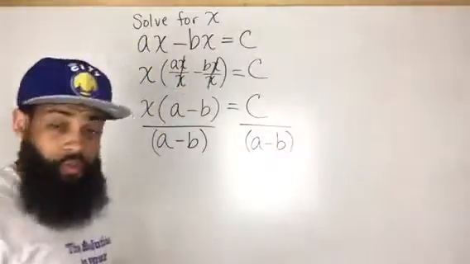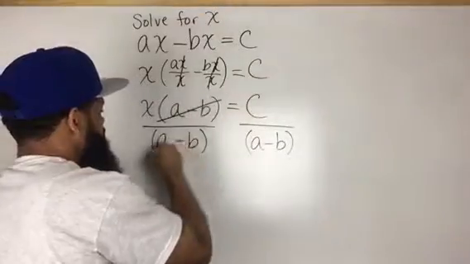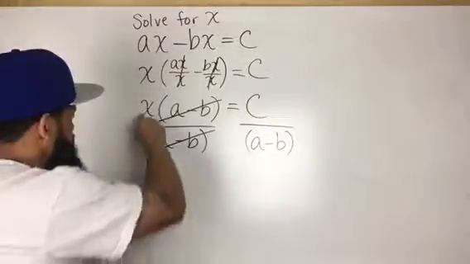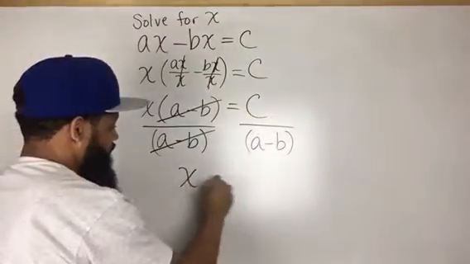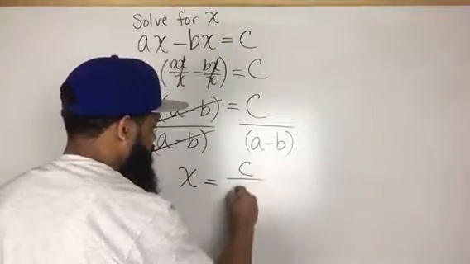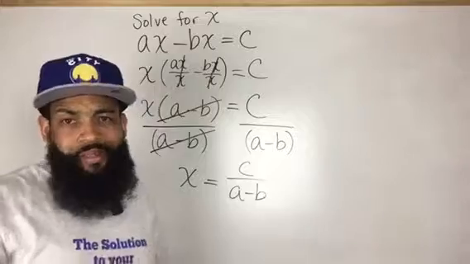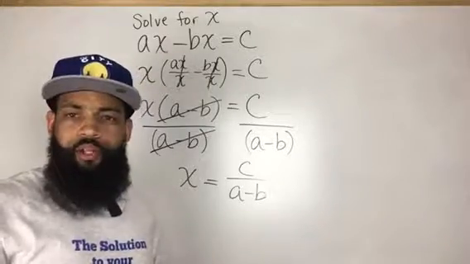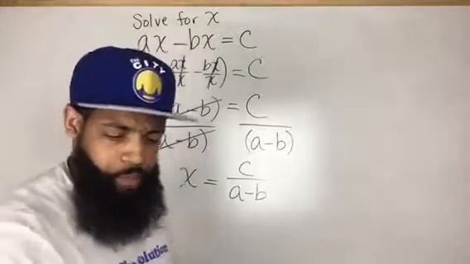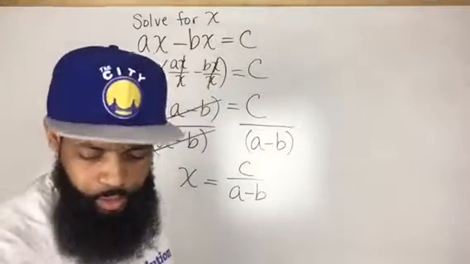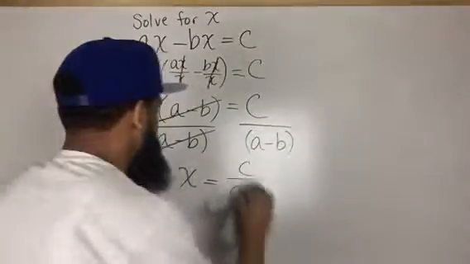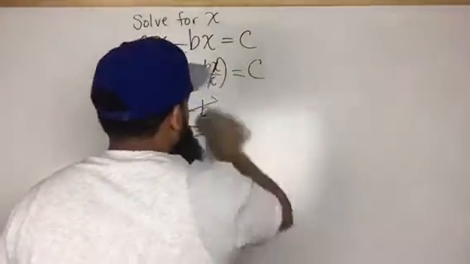And once I do that on both sides, this over that is 1. 1 times x equals x, and x is equal to c over a minus b. At this point, you can take it out of parentheses. That's up to you. It's just a matter of how you like it to look. All right? So that's another example of solving a literal equation. Let's maybe do a few more.